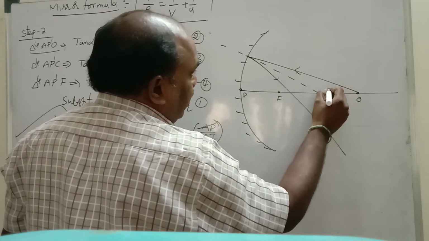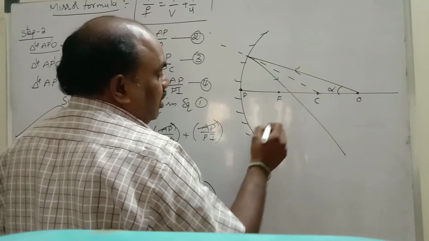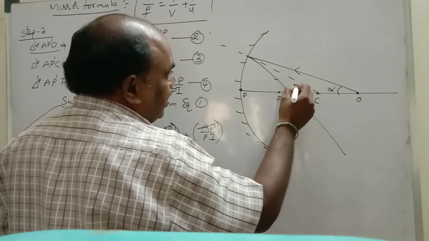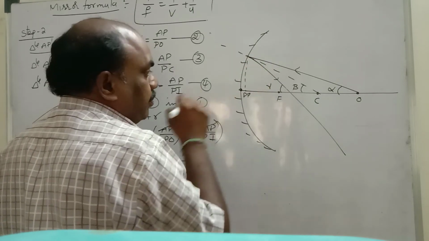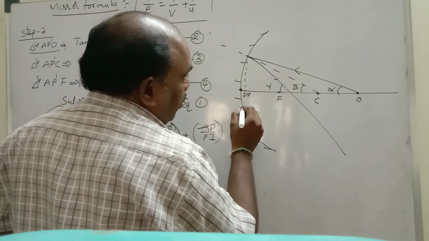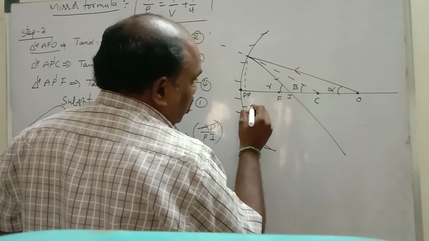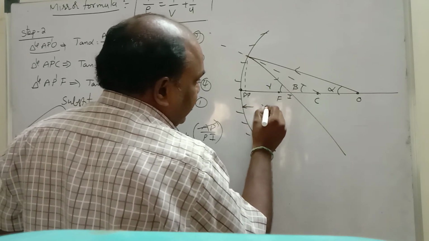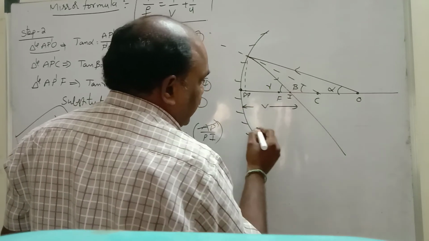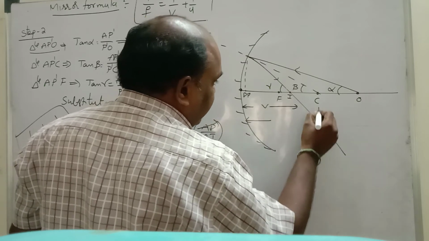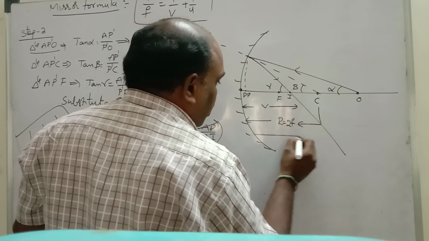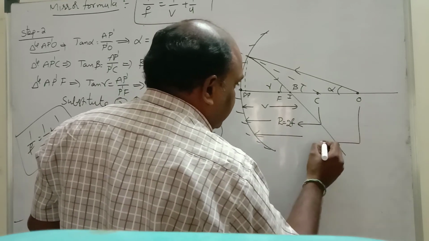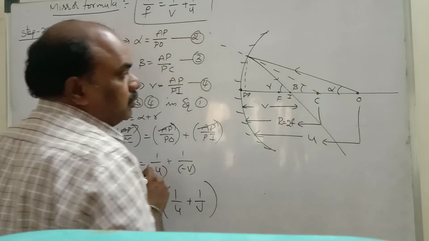This is alpha, the angle made by the incident ray with the principal axis. The normal makes beta and this is gamma. This is the perpendicular line P'. Now this is the image. Pole to image is nothing but the image distance v. Pole to center of curvature is the radius, and radius is equal to 2 into f. Pole to object is the object distance u.